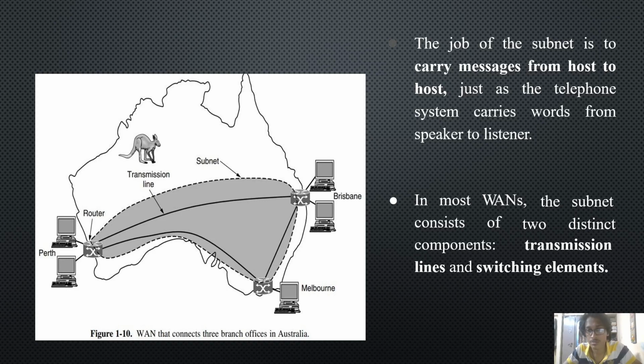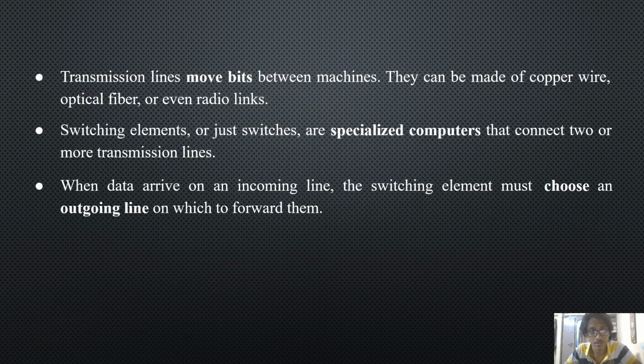Just as the telephone system carries words from speaker to listener. In most WANs, the subnet consists of two distinct components: transmission lines and switching elements. Transmission lines move bits between machines. They can be made of copper wires, optical fibers, or even radio links. Switching elements, or just switches, are specialized computers that connect two or more transmission lines. When data arrive on an incoming line, the switching element must choose an outgoing line on which to forward them.